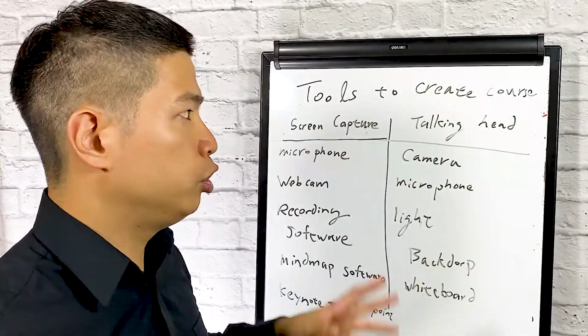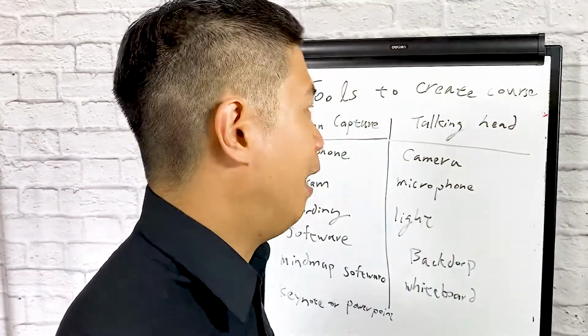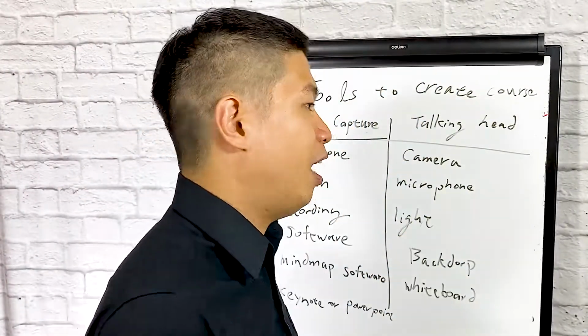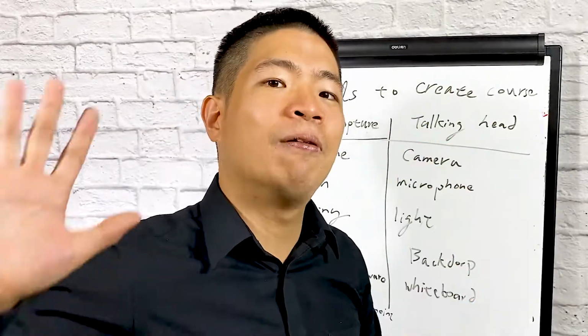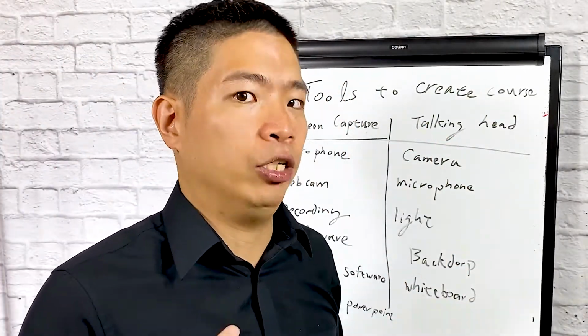And also you should get some light, unless you have really sufficient natural light in your place. But most of the time it doesn't, right? So you want to get some light. And also, you may need some backdrop like this one, right? So you need a backdrop so that it can look more professional. Unless you get a really white wall, then you can use that. But most of the time, I would recommend you to get a backdrop.